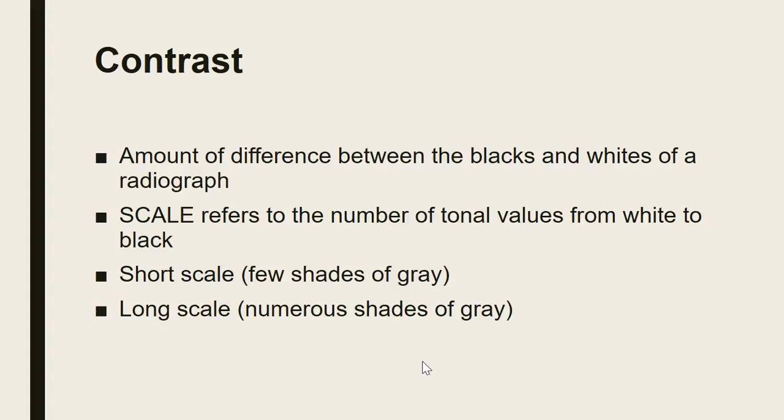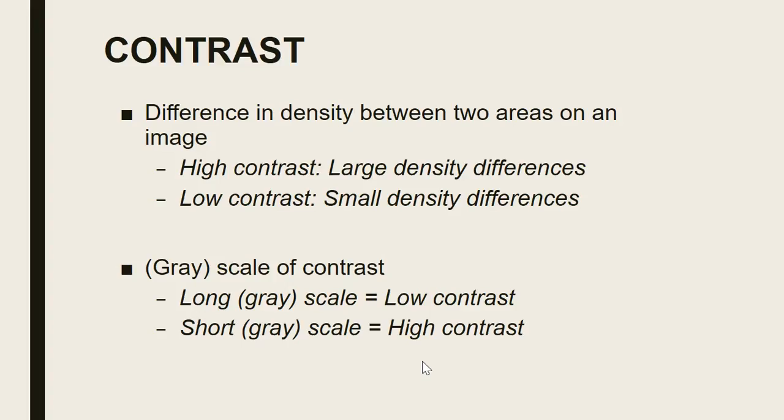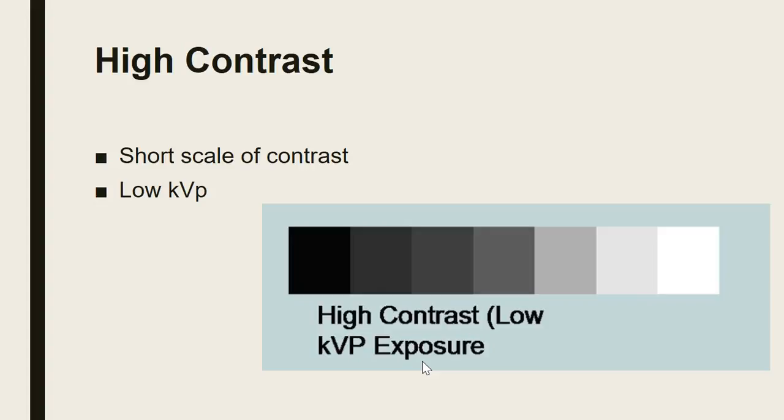Big numbers. Here's another way to say it. Contrast can be called the difference in density between two areas on an image. If it's high contrast, large density differences. Low contrast is small density differences. If you have a grayscale, long is low contrast, short is high contrast. For high contrast, that is a short scale of contrast. That means there's not very many variations between the black and the white.